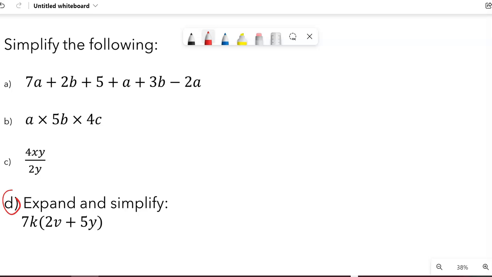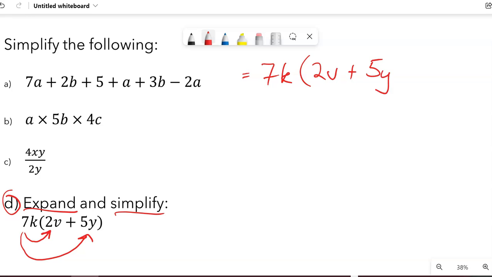And then finally, D. We're going to expand and then simplify. So expanding simply means multiplying this by that plus adding on to the multiplication of this by that. So what do I mean? Here we go. So we've got 7k multiplied by both 2v first, and then add that to 5y. And remember, when we're multiplying, this is 7 times k times 2 times v. So let's put that in brackets.